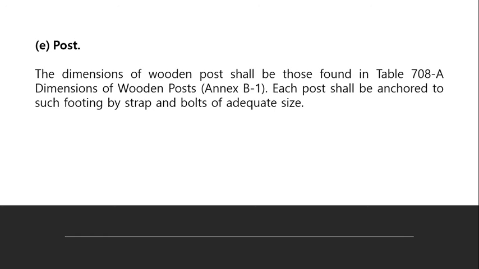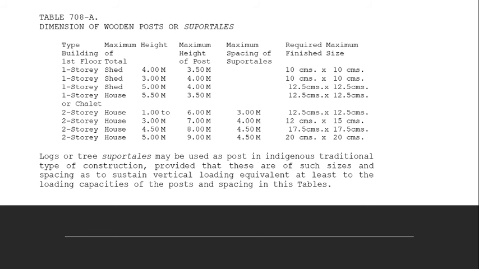So another is the post. The dimension of wooden post shall be those found on Table 708A, or the annexure B1. Each post shall be anchored to such footing by strap and bolts of adequate size. So here is the Table 708A of our SIM, or our self-instructional manual.